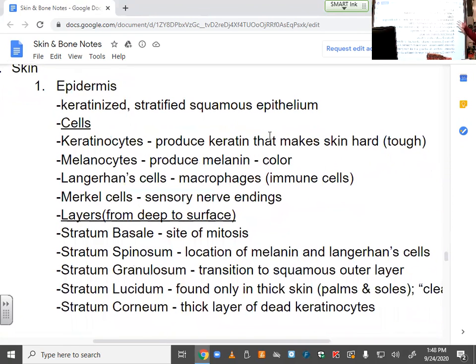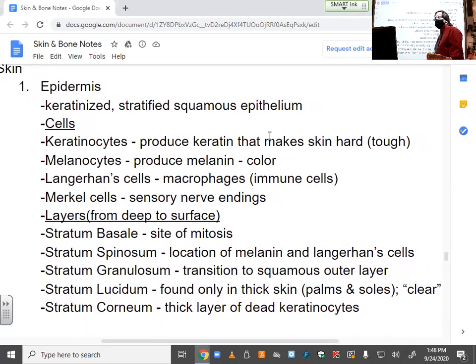So we have 4 different cells that make up the epidermis of your skin. You have keratinocytes, which are the most common cells in your skin. They're the ones that produce keratin. They give you this hardness and this protection and toughness so that things can't get through your skin. You have melanocytes. Melanocytes produce melanin, which provides your skin with color.